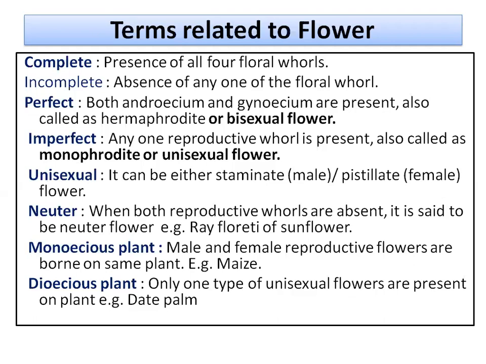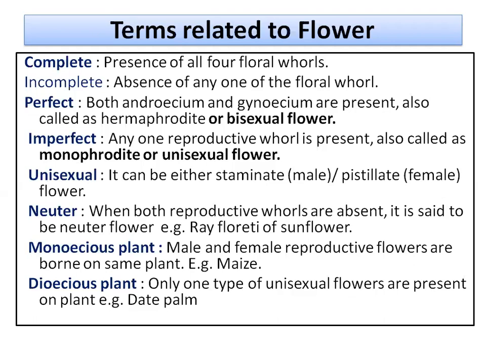The neuter or neutral flower is one where both reproductive floral whorls are absent. This flower is known as neuter. Example: the ray florets of sunflower are an example of a neutral flower.